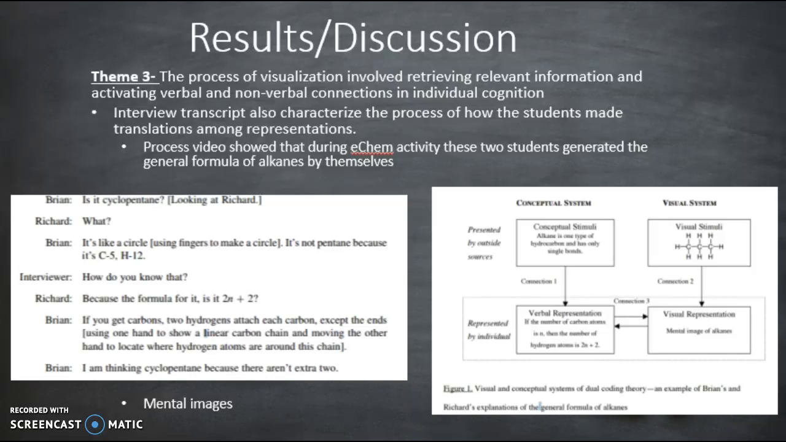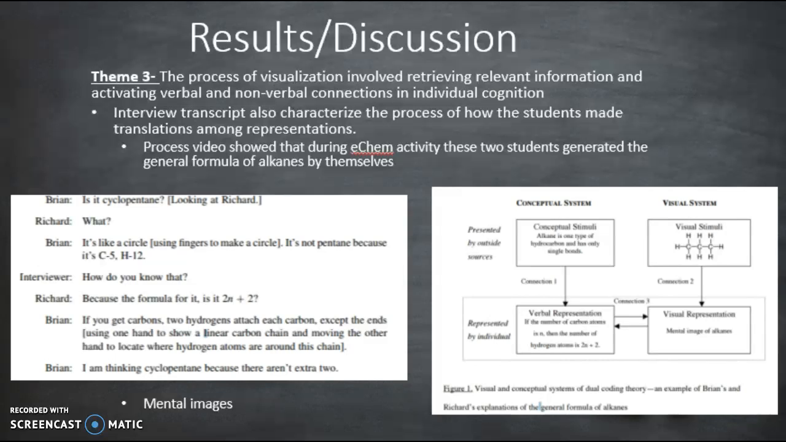Now, this is where I really want you to bring up Paivio's dual coding theory in your mind. Let's take a look at this theme. The process of visualization involved retrieving relevant information and activating verbal and nonverbal connections in individual cognition.